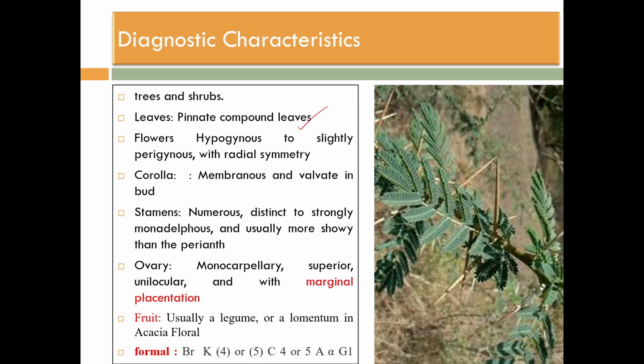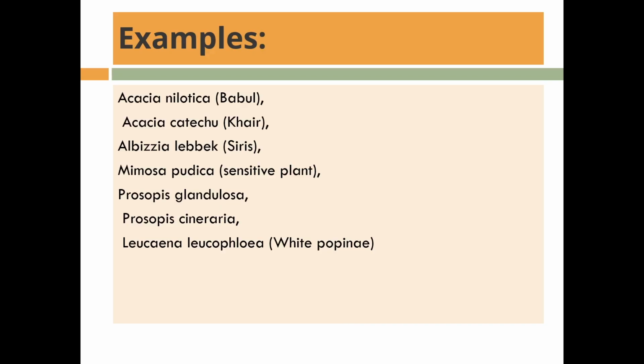And if you see the floral formula, they have bracteate, calyx 4 to 5, corolla is also 4 to 5, the androecium number is indefinite and the gynoecium is made up of a single monocarpellary ovary. And if you see the common examples of this particular family, that is Acacia nilotica, that is commonly called babul. Then Acacia catechu, that is khair.